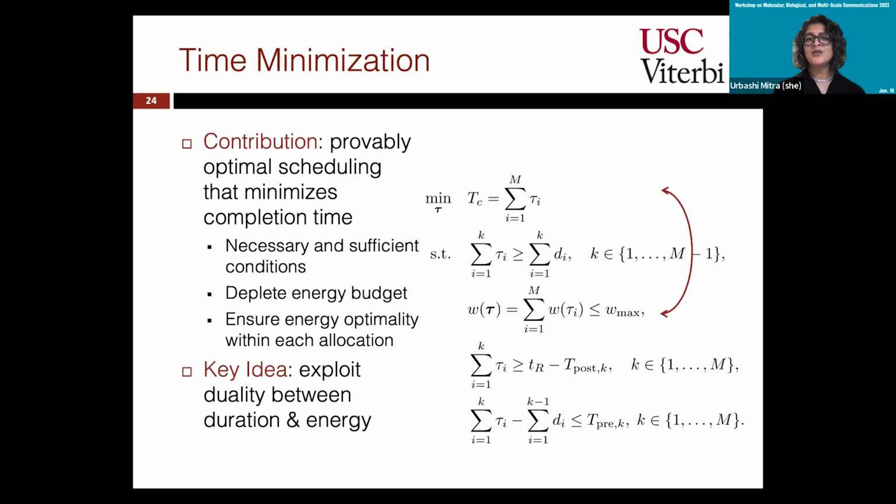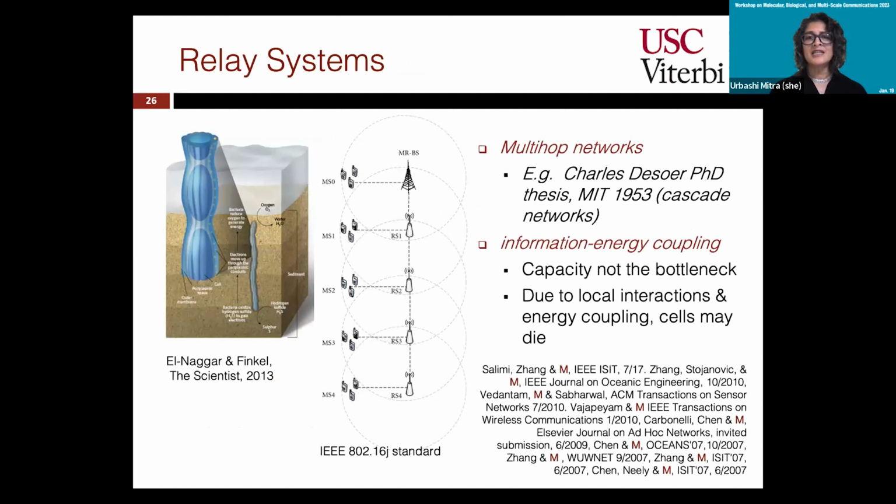Essentially, here you want to deplete your energy budget, but you want to make sure that your energy is optimally allocated within each allocation. So this is a nice additional result. Now, our motivation in looking at this first scheduling problem is a single hop problem, as seen in that MISTIC system, where I have one propagation channel between transmitter colony and receiver colony.